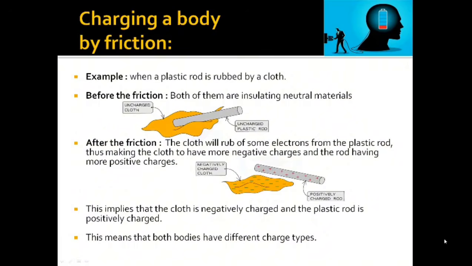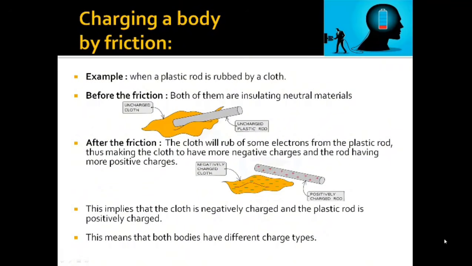But now, something is about to happen. After the friction, what do you realize? Since the cloth has rubbed off some electrons from the plastic rod, you now see the cloth containing some electrons, some negative charges, which means it now has more negative charges than it used to. While the plastic rod has lost electrons, thereby having more positive charges than it used to. So, in essence, what do we see? The cloth is now negatively charged, while the plastic rod is positively charged.